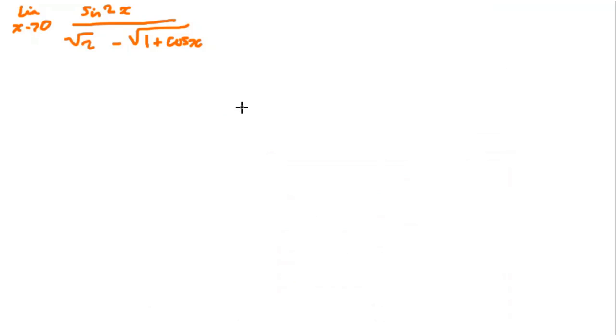So for this problem, we have to find this limit. If we just try and find it directly straight away by plugging in x equals 0, we get the numerator is 0. The denominator is root 2 minus root 1 plus 1, so that's minus root 2, so we have 0 over 0. So this tends to 0 over 0, which, lucky for us, means we can use L'Hopital's rule.